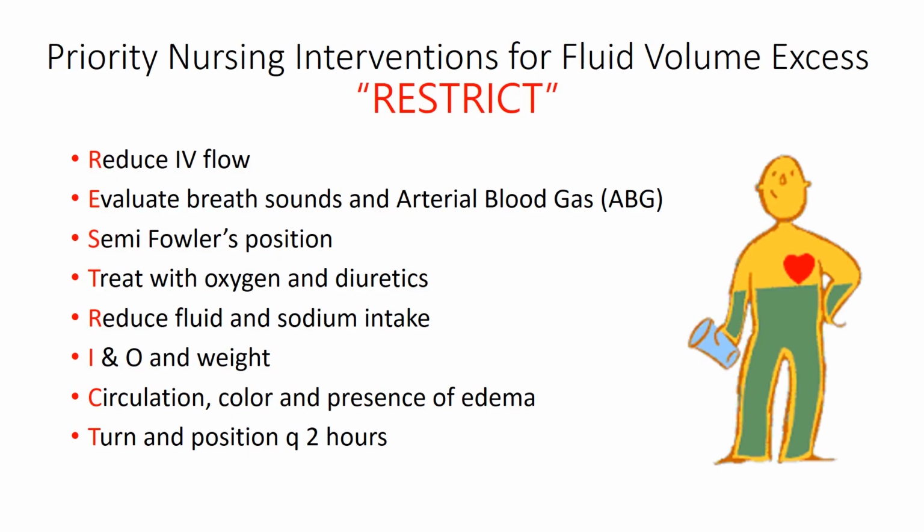This is a great little picture to look at and to help you see. Priority nursing interventions for fluid volume excess is restrict. Reduce the IV flow, evaluate your breath sounds and your ABGs. We want to look to see, because if we're not perfusing well, oxygenating well, we're not going to have great ABGs, are we? Be aware of respiratory issues. Semi-Fowler's position. These people we need to sit up because they're going to drown. See his little body over there filling with volume? That's what's happening. They're drowning. Treat with oxygen and diuretics. Reduce fluid and sodium intake.